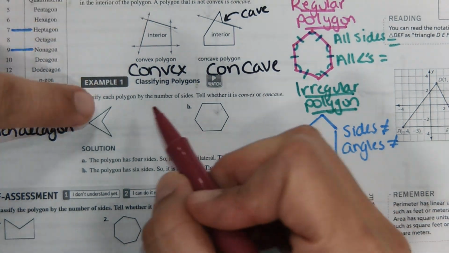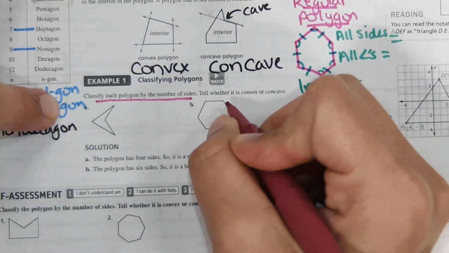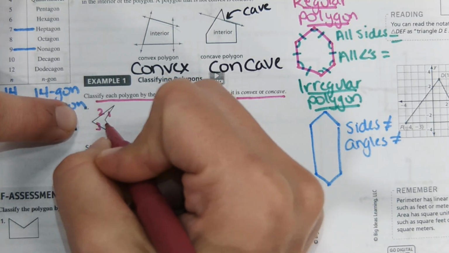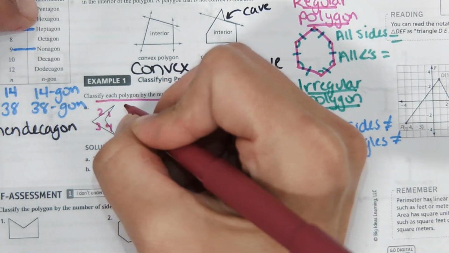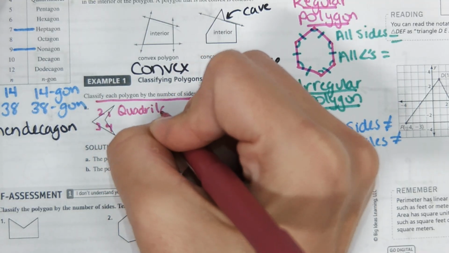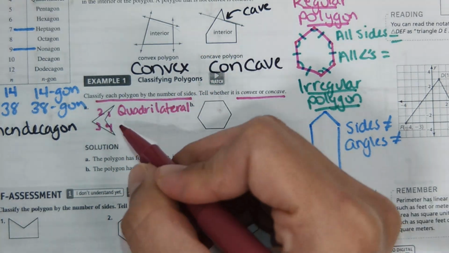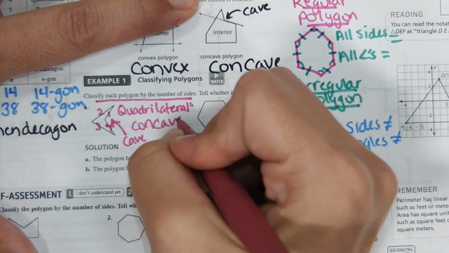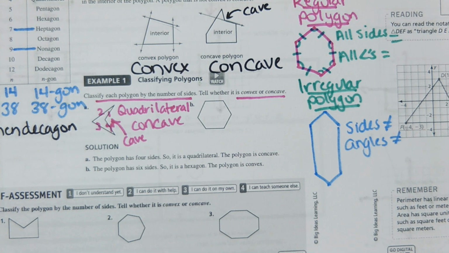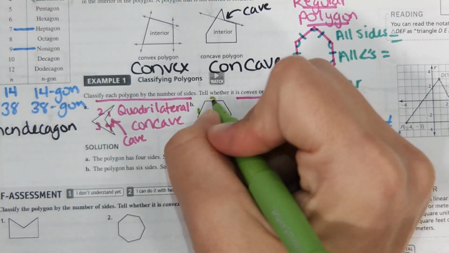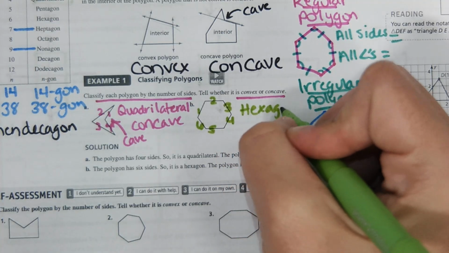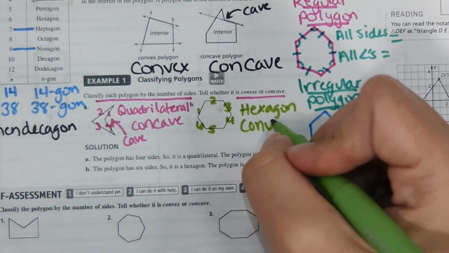And then here it says classify each polygon by the number of sides and tell whether it's convex or concave. So for this shape, we just count the number of sides: 1, 2, 3, 4. So it has 4 sides, so that would be a quadrilateral. And then convex or concave, well, it has a cave. So therefore, it is concave. And for this one, 1, 2, 3, 4, 5, 6 sides. 6 sides is a hexagon. It doesn't have a cave, so it's convex.